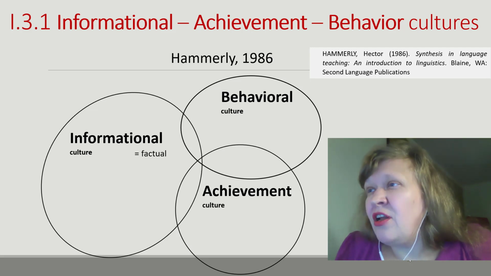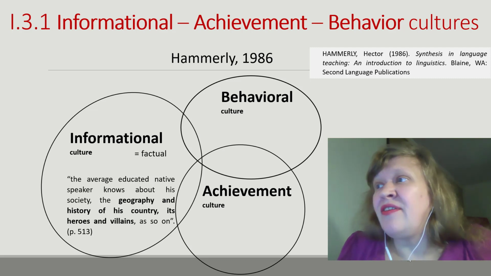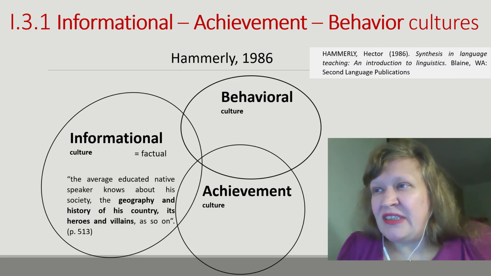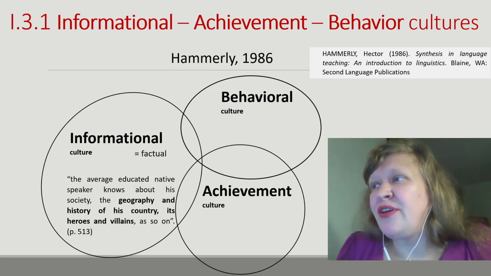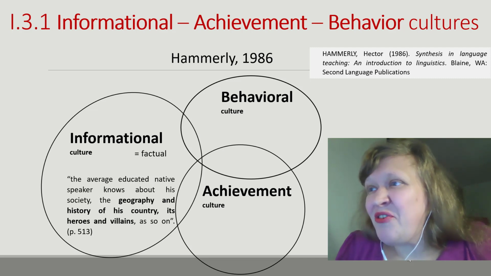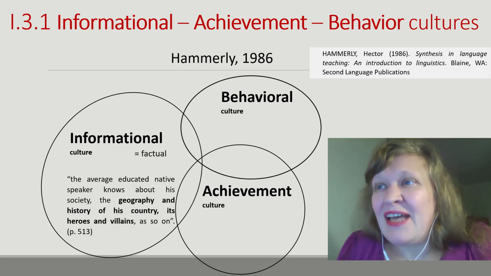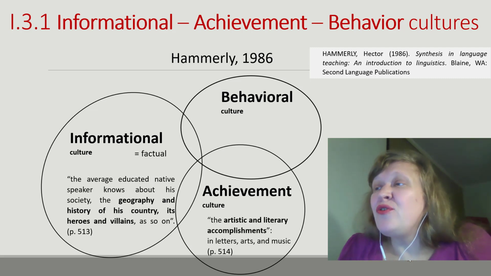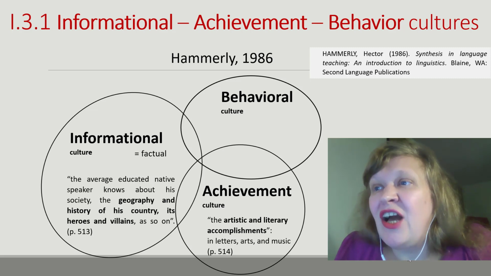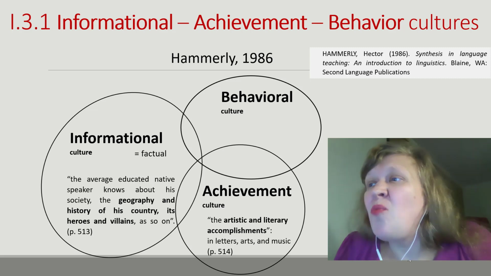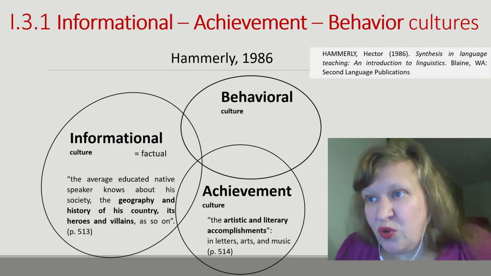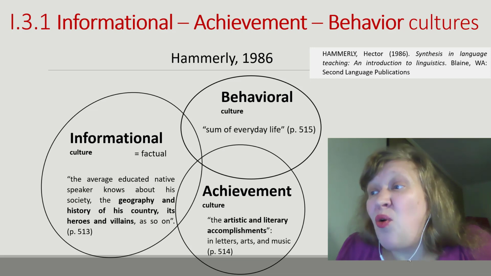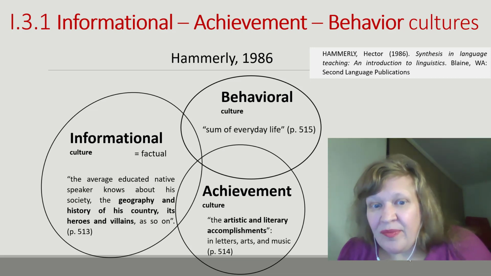Informational or factual culture refers to the cultural facts that the average educated native speaker knows about his society, the geography and history of his country, its heroes and villains, and so on. Achievement or accomplishment culture refers to the artistic and literary accomplishment of a society, accomplishments in letters, arts, and music. And behavioral culture refers to the sum of everyday life.